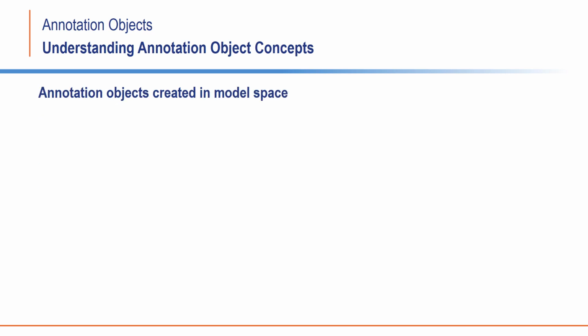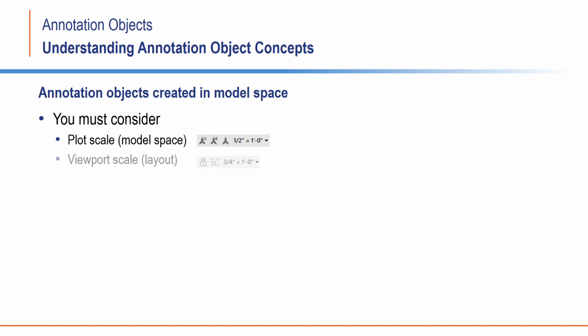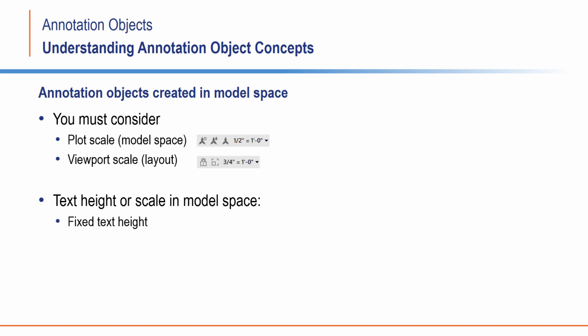When annotation objects are created in model space, you must consider the drawing or plot scale if plotting from model space, or the viewport scale if plotting from a paper space layout. The text height or scale of an annotation object in model space can be set to a fixed text height, or it can be controlled by assigning the object an annotation scale.